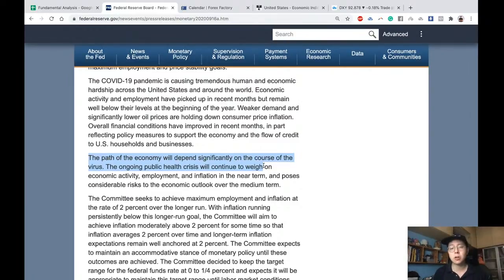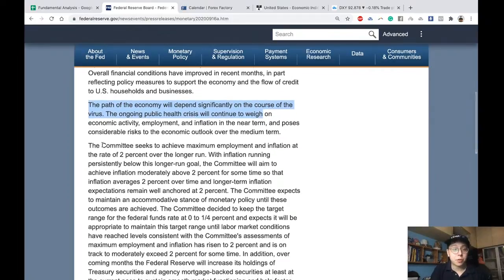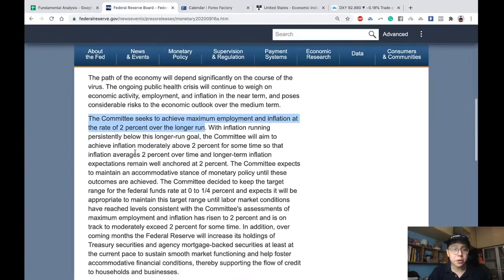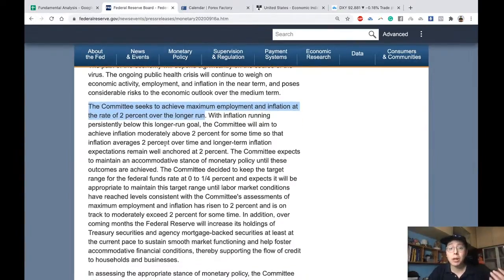If the virus continues like that, it's going to stay locked down, people can't travel, and it's going to get worse. Okay, so over here it reports what their KPI is. Their KPI is to achieve maximum employment, the more people employed the better, and inflation at 2%, as we shared about. So they basically just report what their objective is.